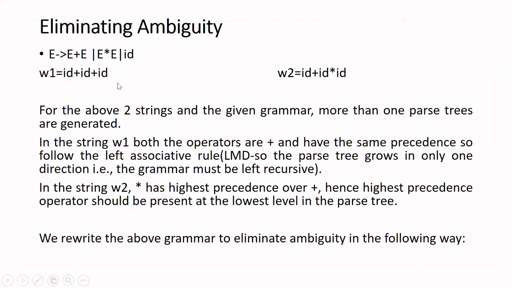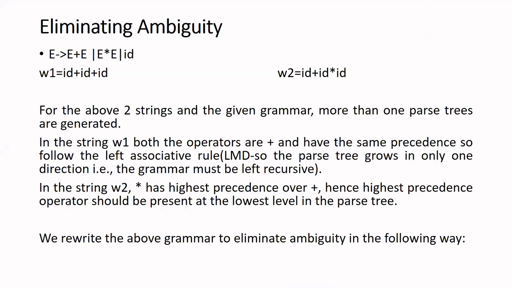For the given input strings, I've taken two strings here. W1 is ID plus ID plus ID, and the other string is W2, which is ID plus ID into ID. For these two strings W1 and W2, the grammar E derives E plus E, E into E and ID generates more than one parse tree, and hence this grammar is said to be ambiguous. To eliminate ambiguity from this grammar, what do you have to take care of? I told you, precedence and associativity. Now let us see how associativity can be taken care of.